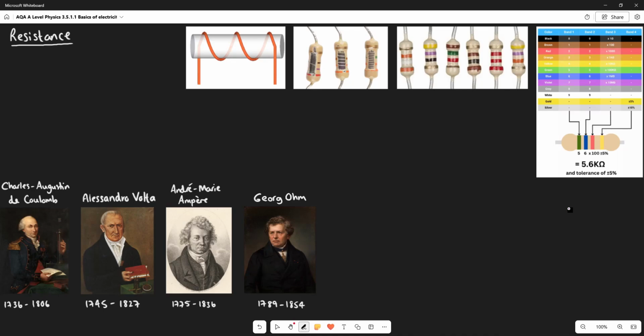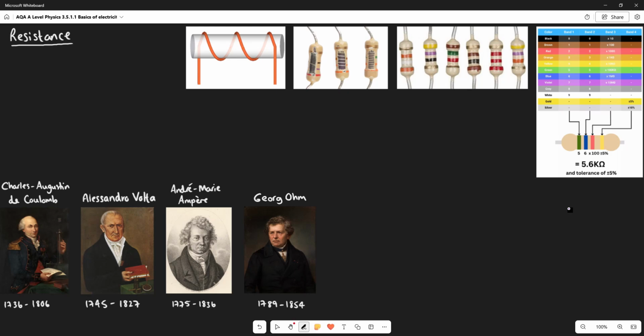Here are some of the people we've been talking about. Charles Augustin de Coulomb, after which we have the unit coulomb, was a French physicist. Notice that when we write the unit coulomb, we write it with a lowercase letter at the beginning. When it's a name, it's a proper noun, so we use a capital. But unless the unit is at the beginning of a sentence, we don't do that.